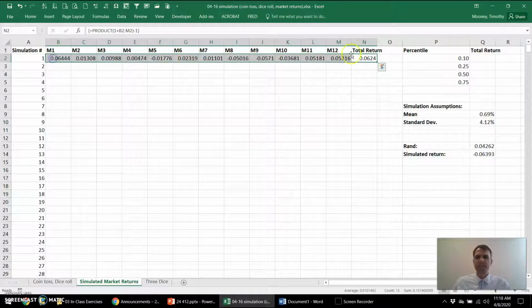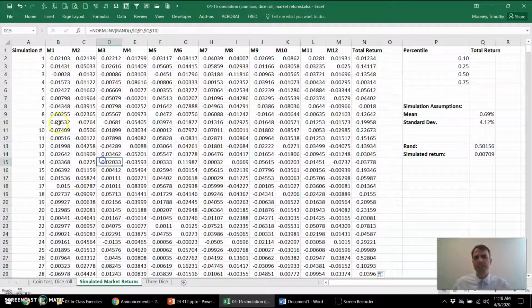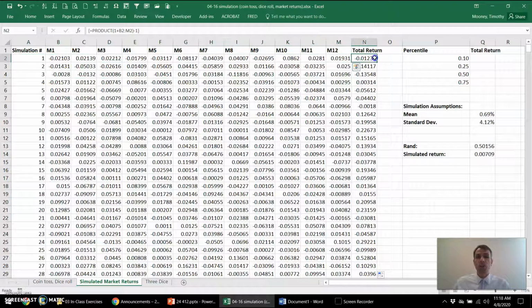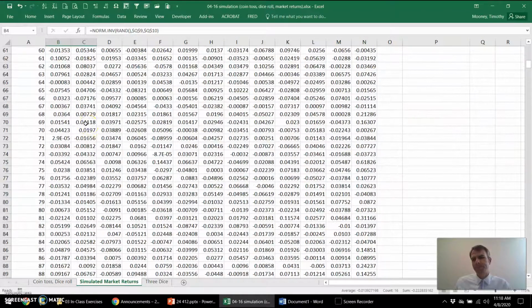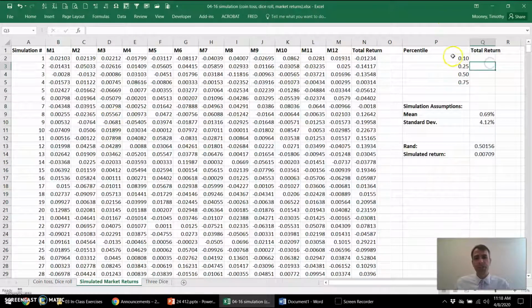Let's copy and paste this down and use this to illustrate what we do with simulated data, right? So in each simulation, I'm simulating 12 months of returns. I'm compounding them to get the total return across those 12 months. And then we'll do that 100 times. And what's the point of this? The nice thing about Monte Carlo simulation is that you get a range of possible outcomes, right?